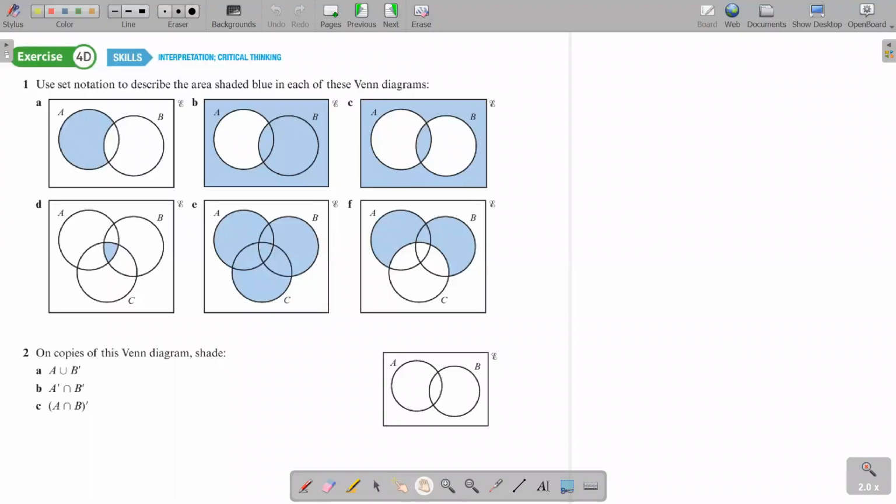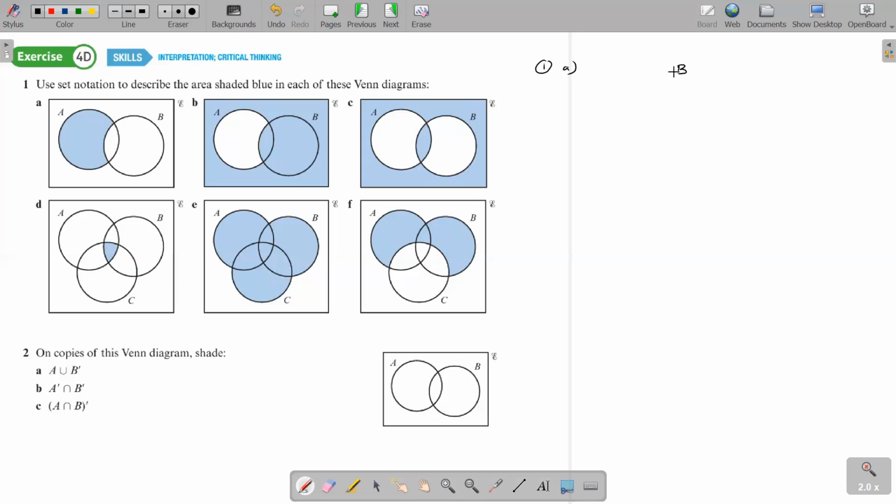Okay, let's move on to exercise 40, question number 1. Now you need to use the union, complement, and intersection and combine these, and you are supposed to use set notation to describe the area shaded in blue in each of the Venn diagrams. Question number 1, part A, we can see what region has been shaded. The shaded region doesn't belong to B, but it belongs to A. It doesn't have anything to do with B, but it's in set A. Just pay attention. We understand it has nothing to do with B, right?